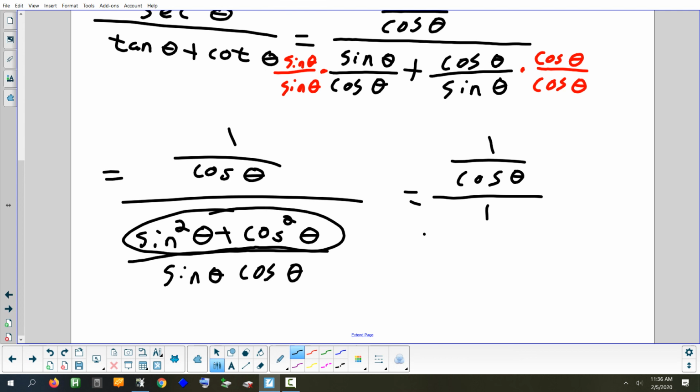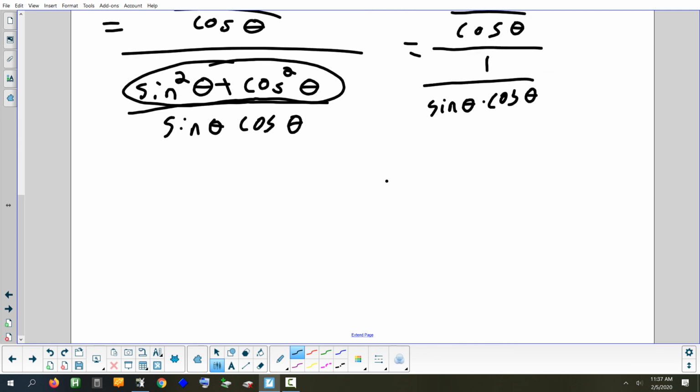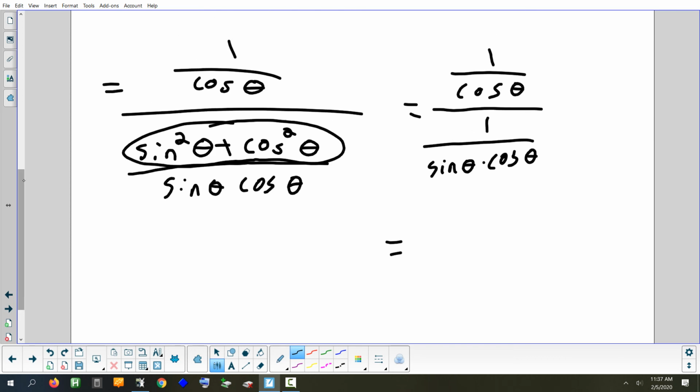So now you have this. You have a fraction divided by a fraction: 1 over cosine divided by 1 over sine cosine. We've had this, I think it was the first problem I did with you guys. How do you divide a fraction by a fraction? Multiply by the reciprocal of, in this case, the denominator. Always the denominator. Keep the top the same, multiply by the reciprocal of the denominator.